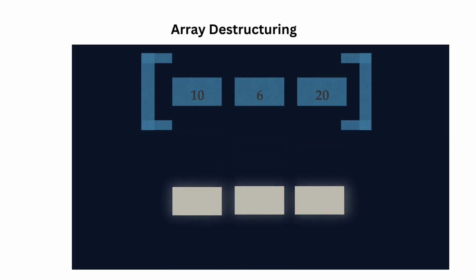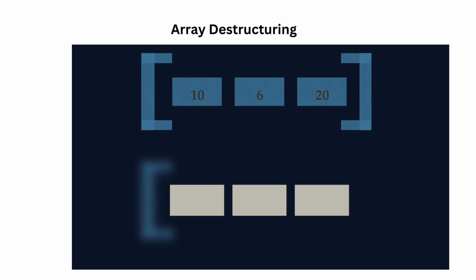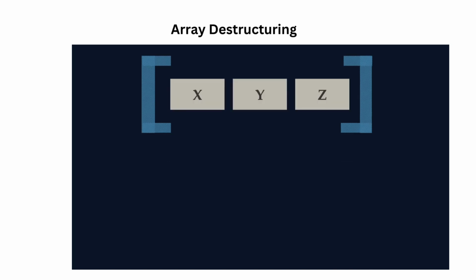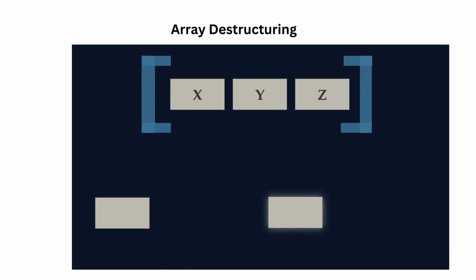Array Destructuring. In this video, we will explore the power of array destructuring in JavaScript. Array destructuring is a feature in JavaScript that allows you to extract values from arrays and assign them to separate variables. So let's see two use cases of array destructuring.